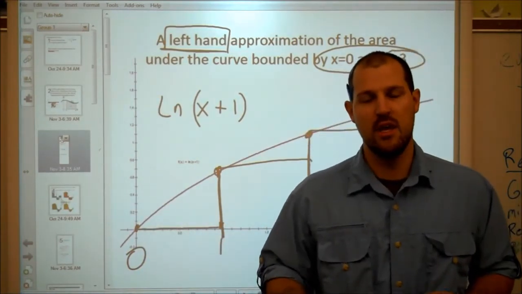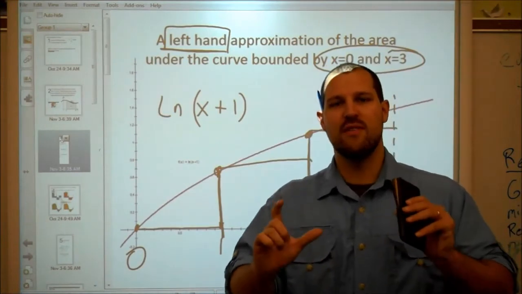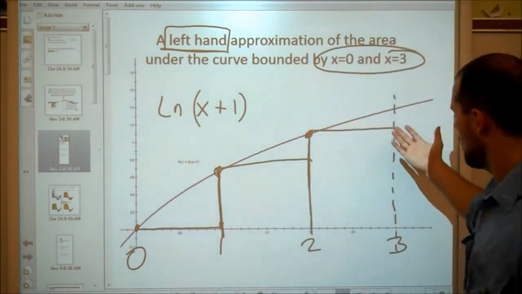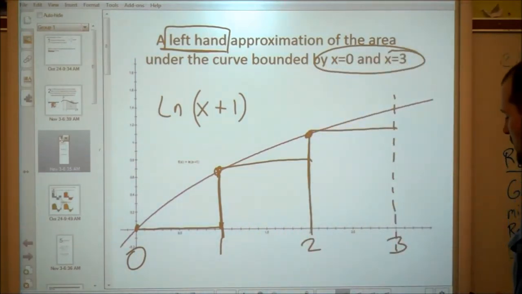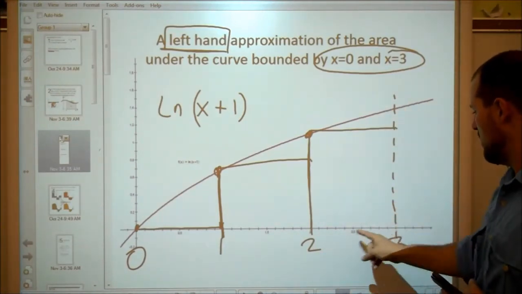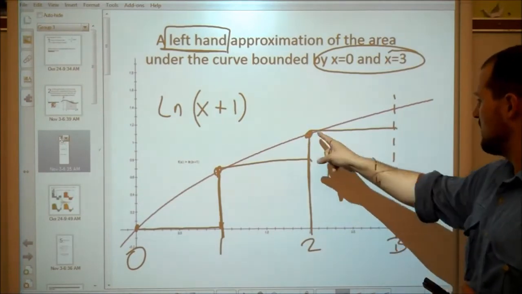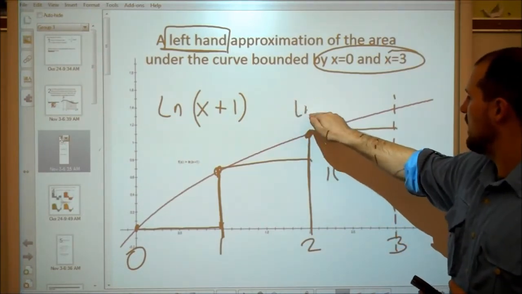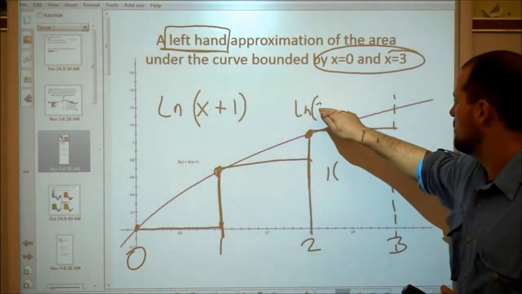That's not very interesting. Now remember, what we're trying to do is find areas. And so I'm going to go now and find the areas of these rectangles. And in order to do that, all I need is base times height. And so the base of this one is 1. And what's the height? Well, that would be the natural log of 2 plus 1.